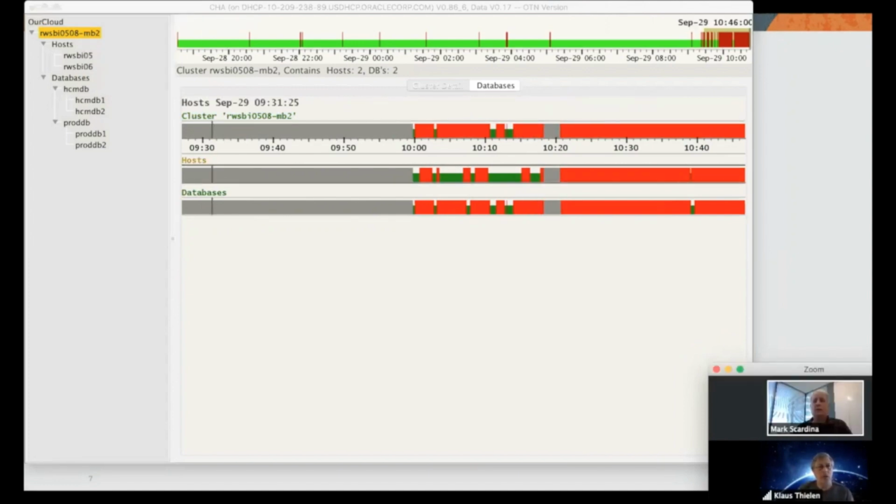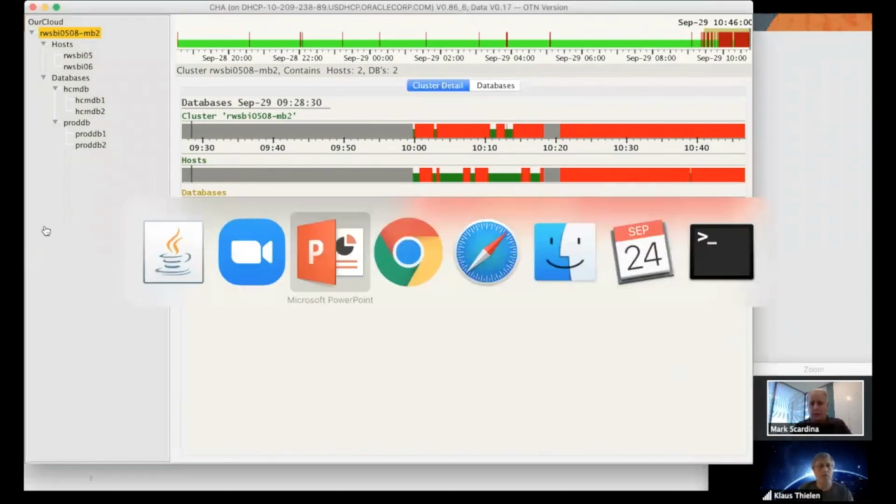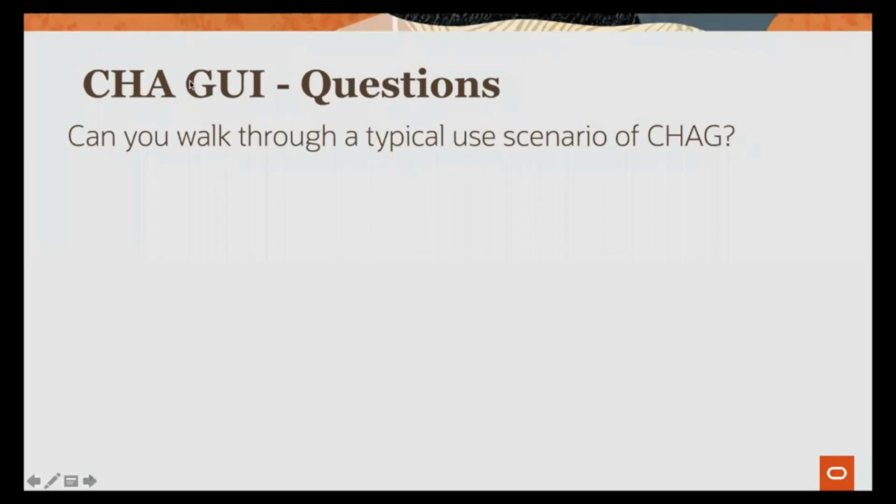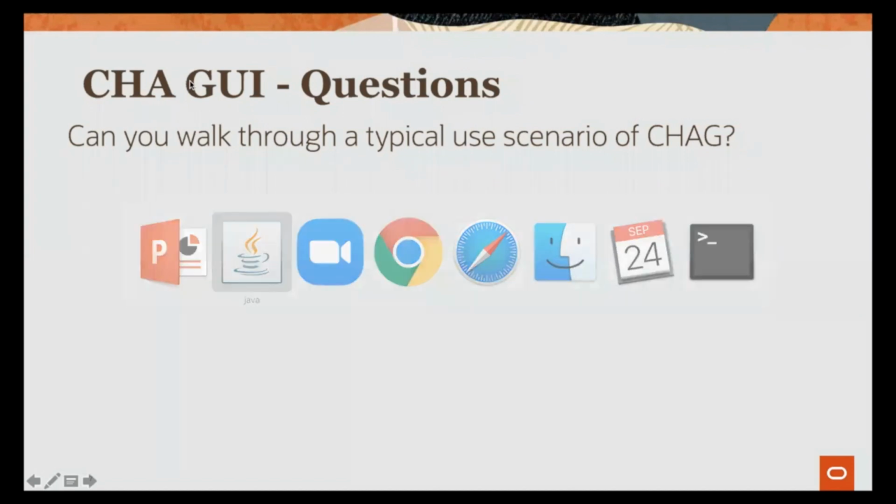Assuming I can get my mouse back here, let's just see what happened here. No, I've lost my cursor. All right, let's see. Okay, there we go.